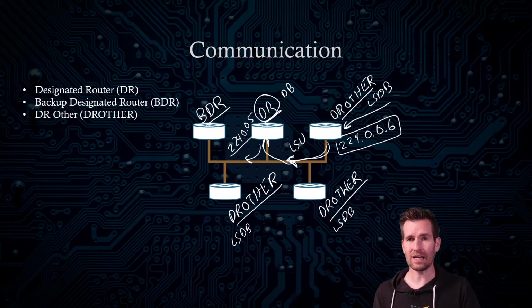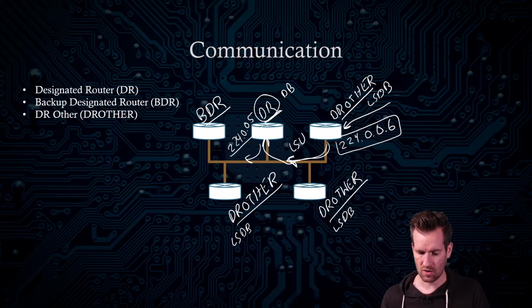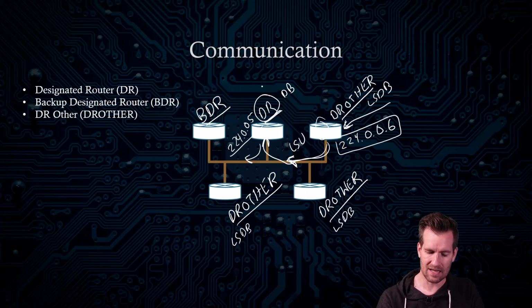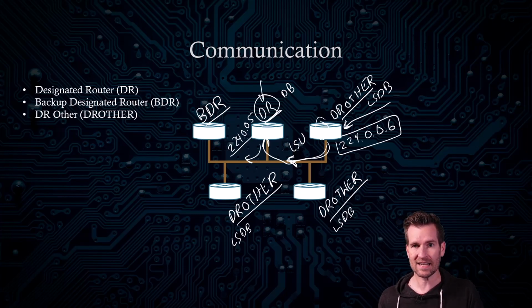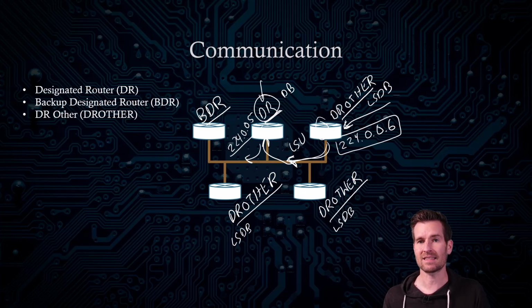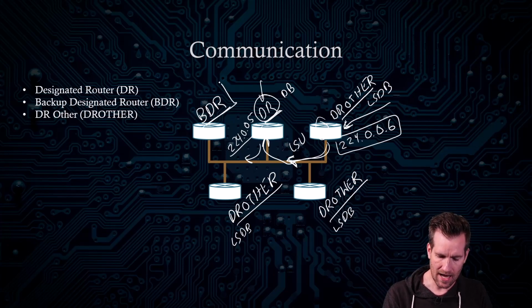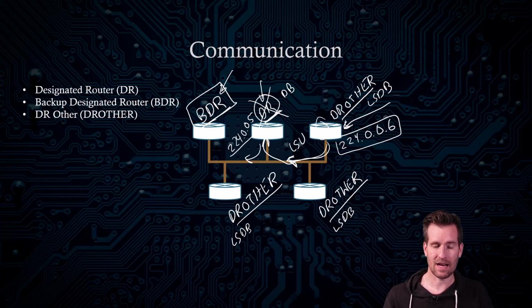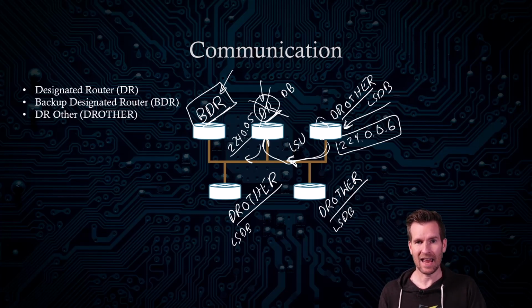This is how it eliminates a huge amount of communication. When this change happens on this device right here, it doesn't need to send out a communication to each of the devices. It just sends it to this DR device. It updates its database and then lets everyone else know of the update. The BDR's job is just to stand by, listen, and update its database. And if for some reason the DR becomes unresponsive, then this backup designated router will step in and take over for the process.